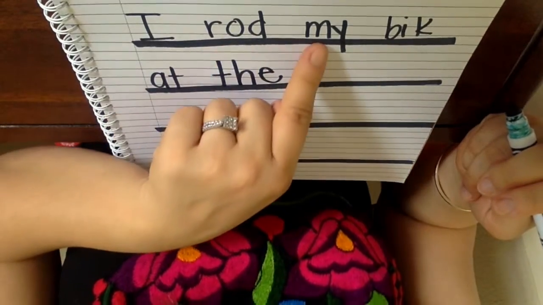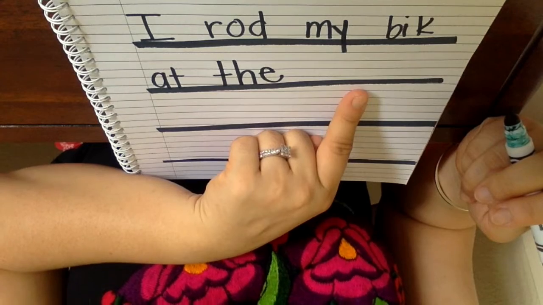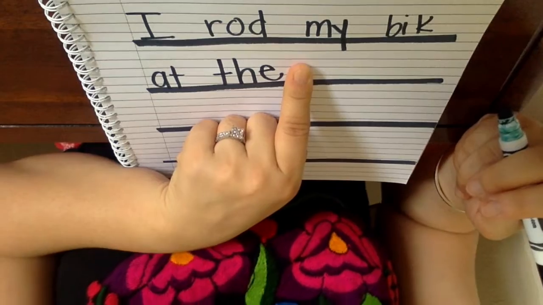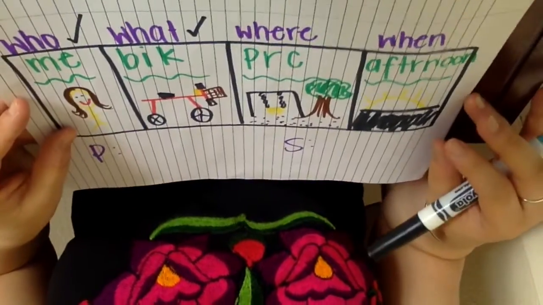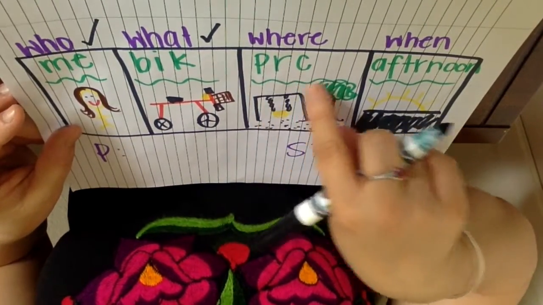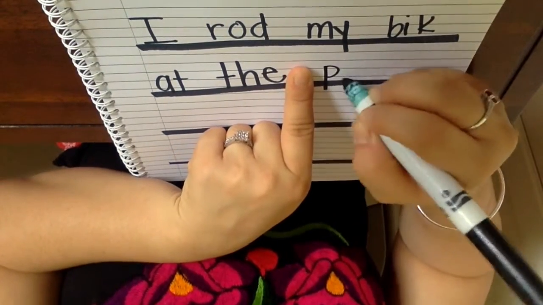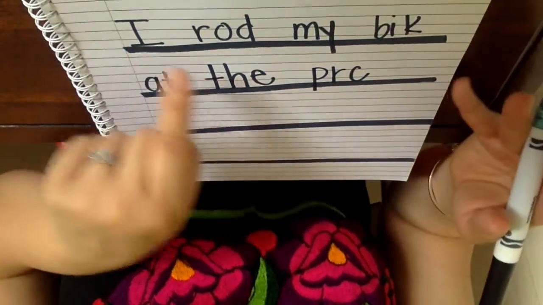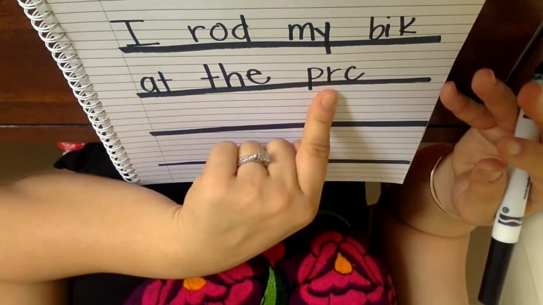I rode my bike at the, what's my last word? Yeah, it's park. So we want to leave a finger space. And guess what? We already did this work yesterday and wrote park on our sentence block. It's right there. Park. So I don't need to think about it that much again. Park. Awesome. Let's go back and read. I rode my bike at the park.